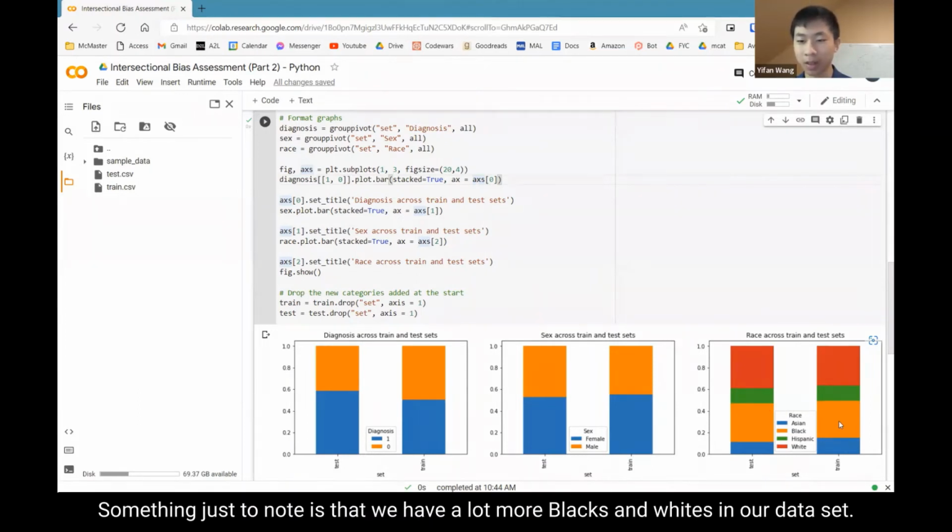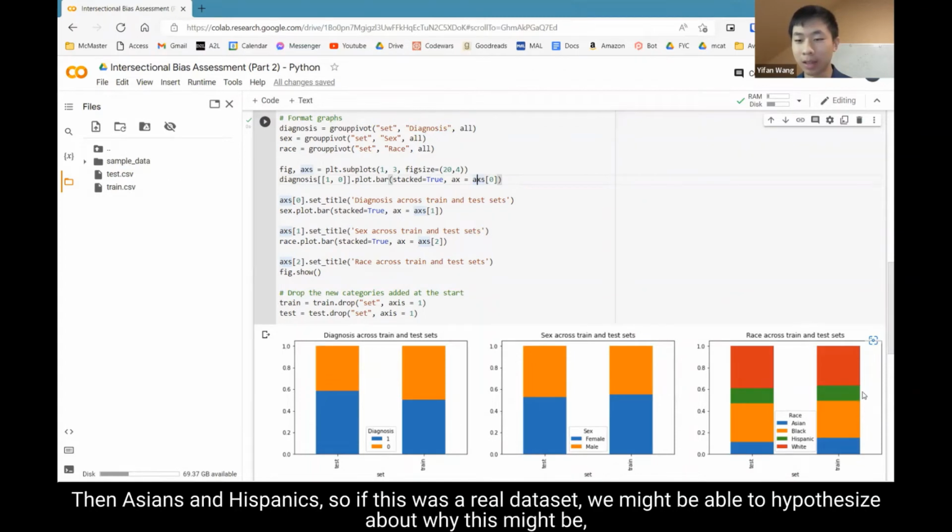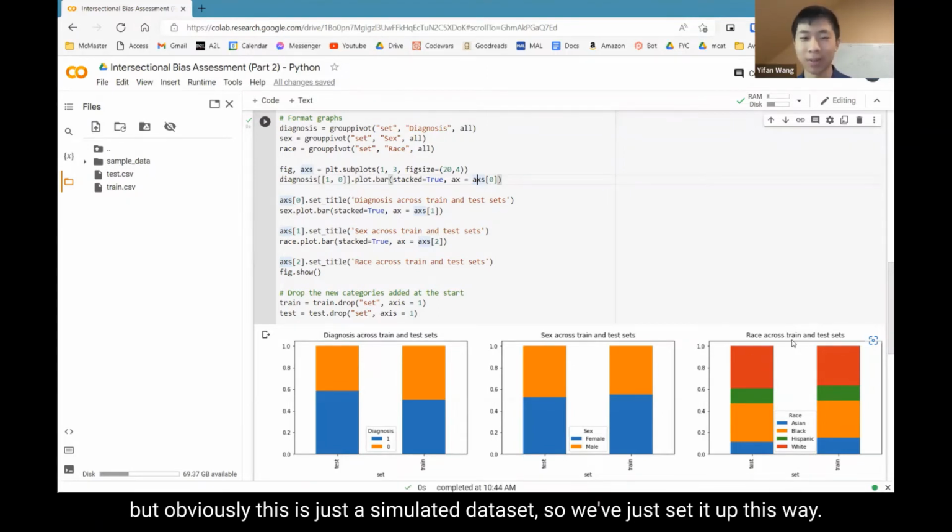Something just to note is that we have a lot more Blacks and whites in our data set than Asians and Hispanics. So if this was a real data set, we would be able to hypothesize about why this might be. But obviously, this is just a simulated data set, so we've just set it up this way.